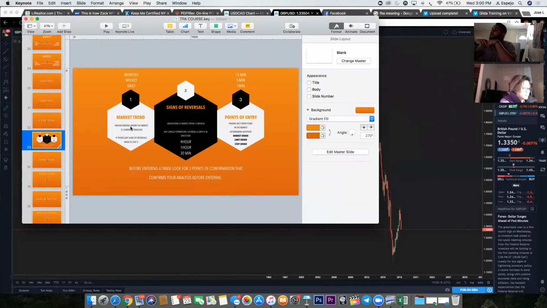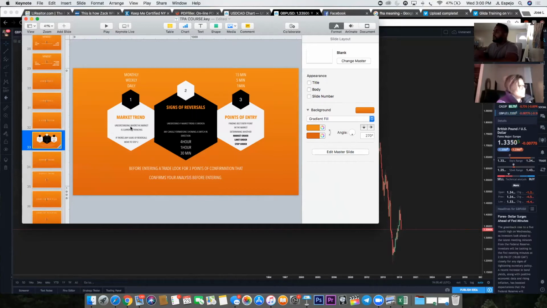Then when we move on to the second step, looking for signs of reversals, we're going to focus on what the market is possibly going to do before it continues going up. So if we're looking at the 4 hour, 1 hour, and 30-minute charts, we're going to focus on any possibilities that maybe the market is going to move opposite before eventually going forward, right?